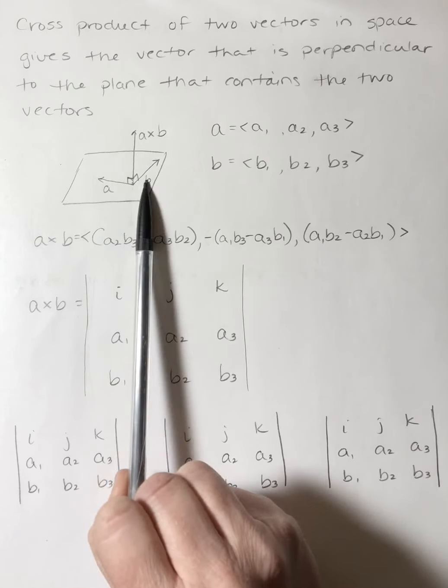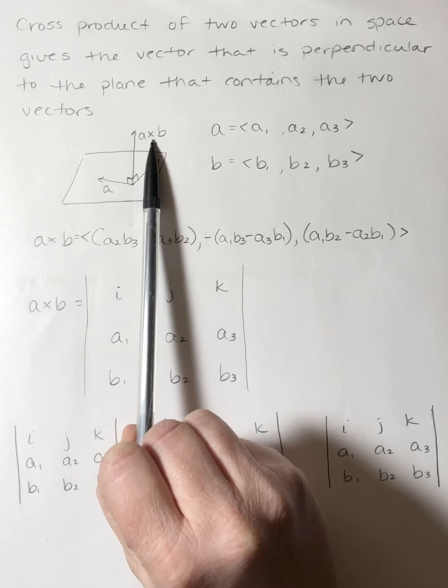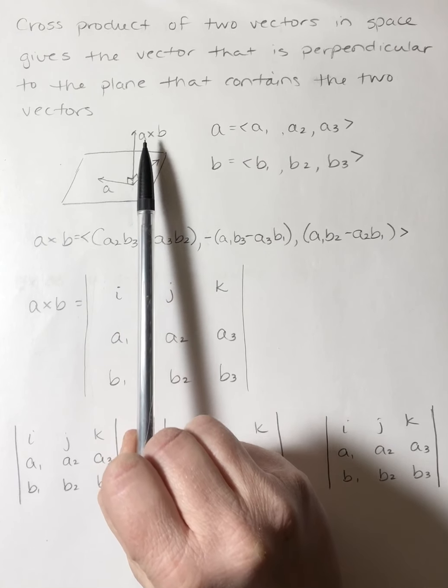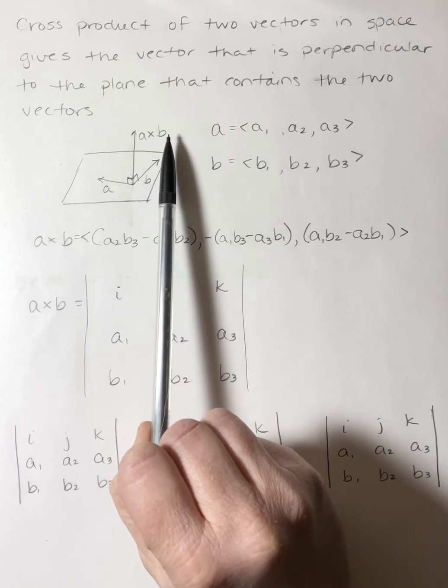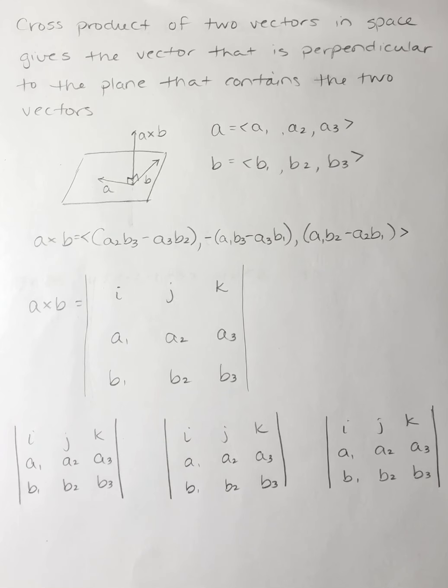When I find their cross product, which is written with an X, it looks like multiplication, but it's called the cross product. This would literally be, say, A cross B. It gives the vector that is perpendicular to the plane that those two vectors are contained in. So now, how do you find the cross product? This actually kind of goes back a little bit to matrices.